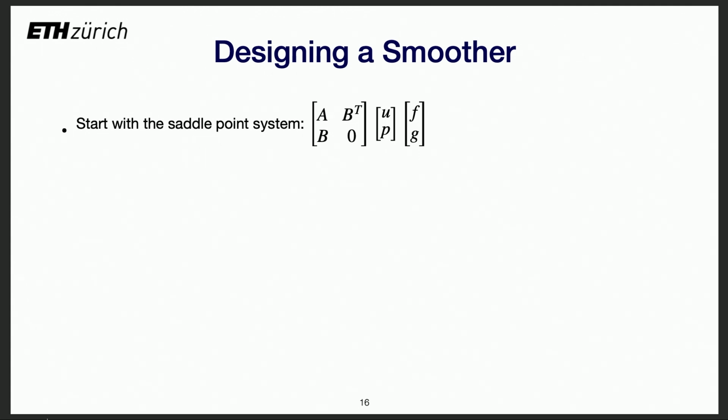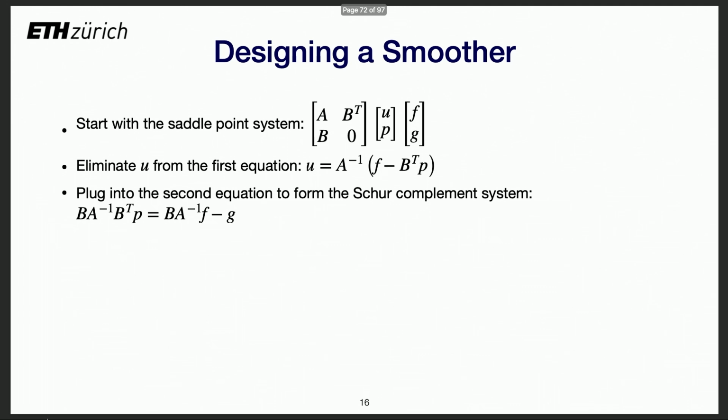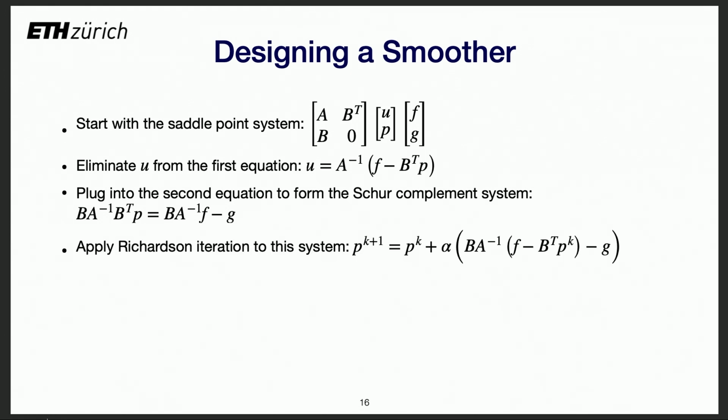And what you do is you try to solve this in a block Gaussian elimination type of way. You first solve for velocity by only considering the top row, and what you get is this expression for the velocity vector u. From there, you plug this definition into the second equation, and you form this Schur complement type system, where the B A inverse B transpose pressure is the Schur complement of the matrix.